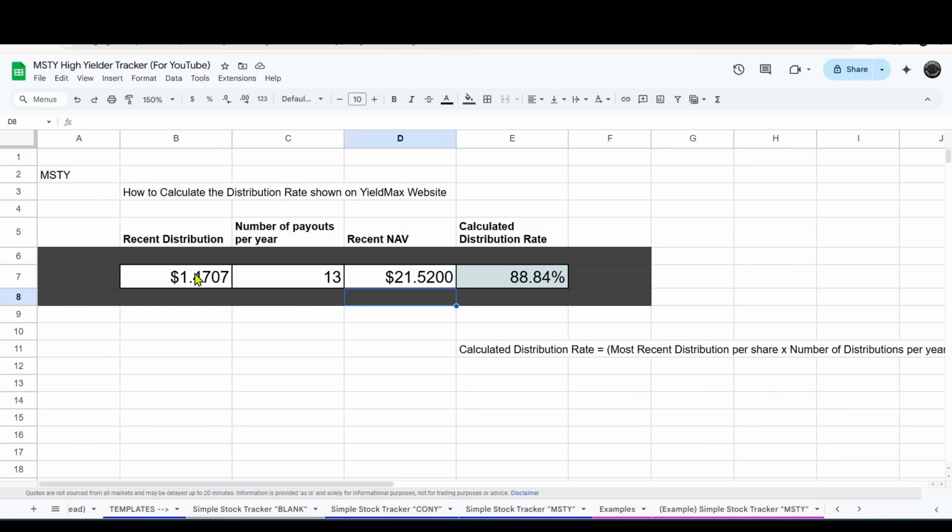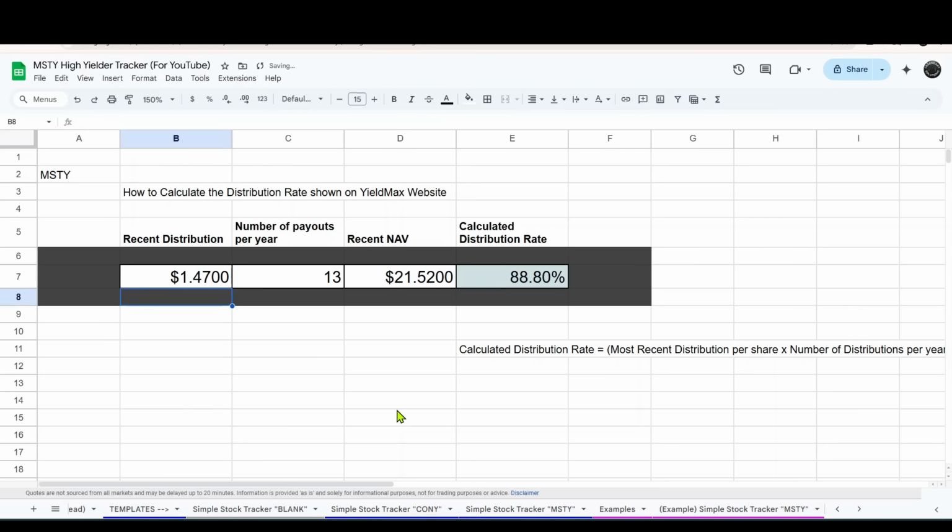But say our distribution for the next period is lower. If it went to $1.25, and we punch in $1.25, let's see what that does for the distribution rate. And as you suspected, it dropped, right? Because that's a smaller piece of that 21.52 here.